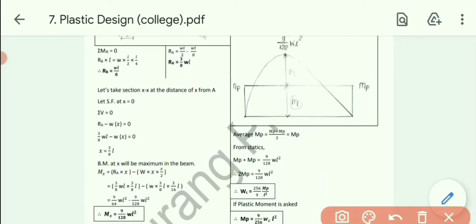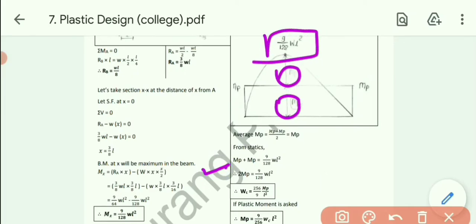Now by statics, this MP plus this MP equals the total moment. So from statics, MP plus MP equals 9 by 128 WL square. So twice MP equals 9 by 128 WL square. So ultimately, if collapse load has been asked, then WC equals 256 by 9 MP by L square. And if moment has been asked, then we can calculate the moment as 9 by 256 into WC into L square.